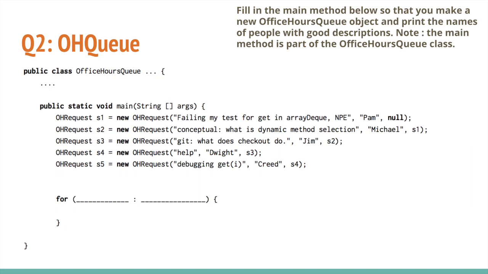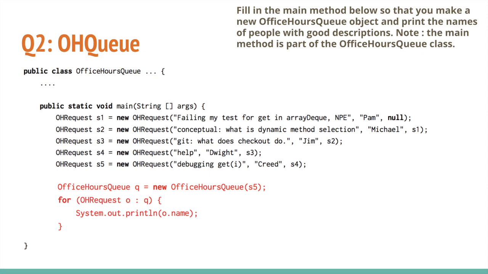The last part of this question asks us to fill in the main method such that we make a new office hours queue object and print the names of people with good descriptions. As we can see, these new objects are constructed such that the next variable is set to the request we defined in the previous line, with S5 being the head of our request list. So since OfficeHoursQueue implements the iterable interface, we can utilize the enhanced for loop and print each request instance's name.